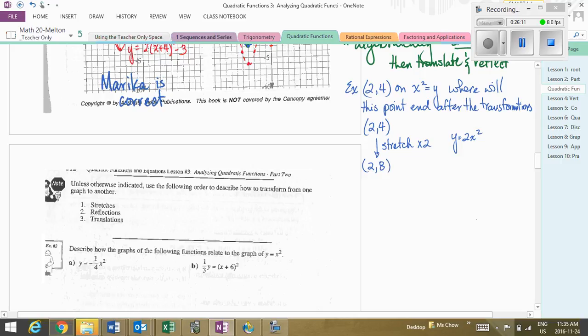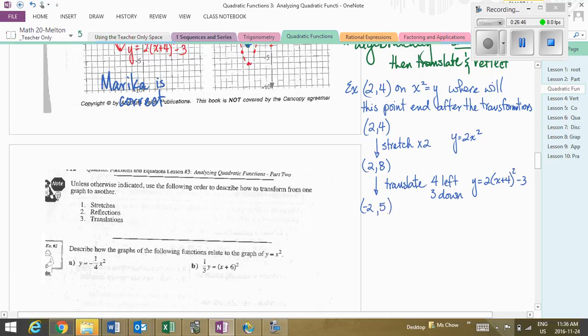The next part is we're going to translate. So we had said 4 units left and 3 down. So that now takes into account (x plus 4) all squared minus 3. So that would be then 4 left is going to be negative 2. 3 down is going to be 5.